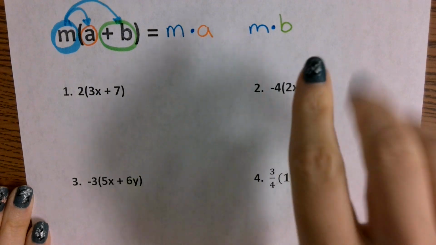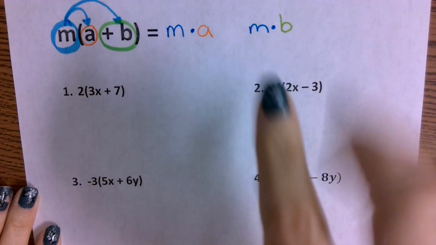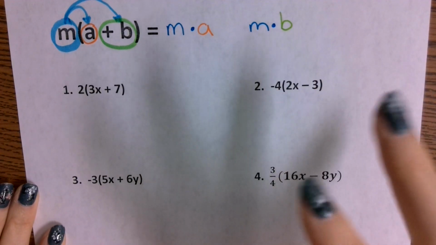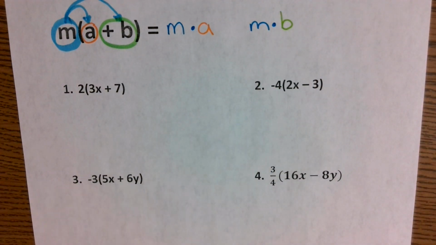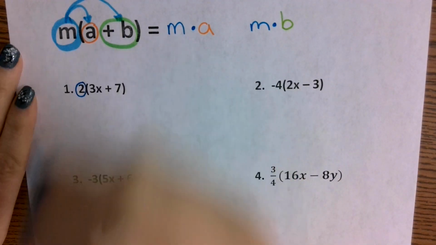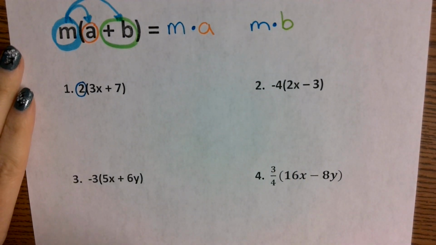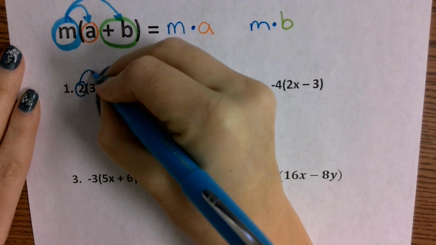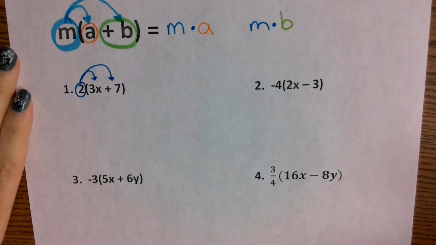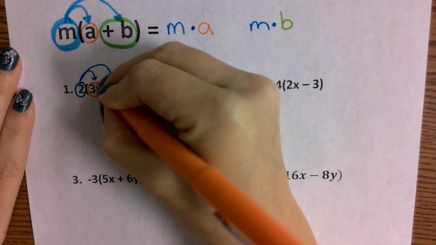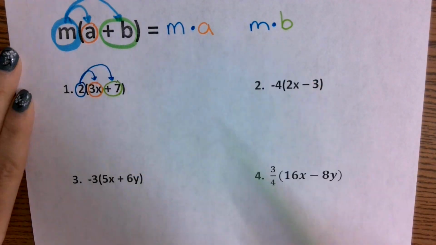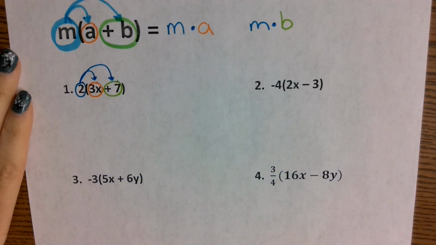We're going to do problem 1, 2, and 3 together. You're going to do 4 through 8 on your own. So taking a look at problem 1 has a term of a 2, a factor of 2, that's going to get distributed to the 3x and to the positive 7. So 3x is my first term in that quantity. That positive 7 is my second term in that quantity.